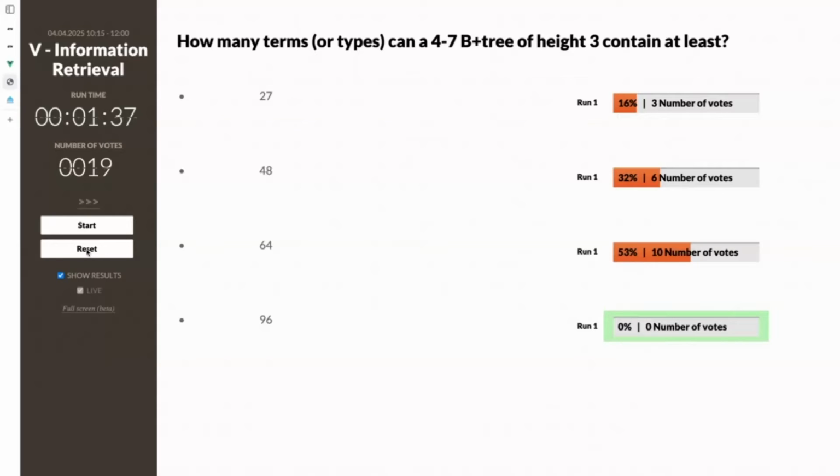How many values at least per node? 3, right? Because it's 4, 7, so it's between 3 and 6. So it's at least 3. So 32 times 3 gives us 96. Who agrees? Right? So it's 2 times 4 times 4 times 3.